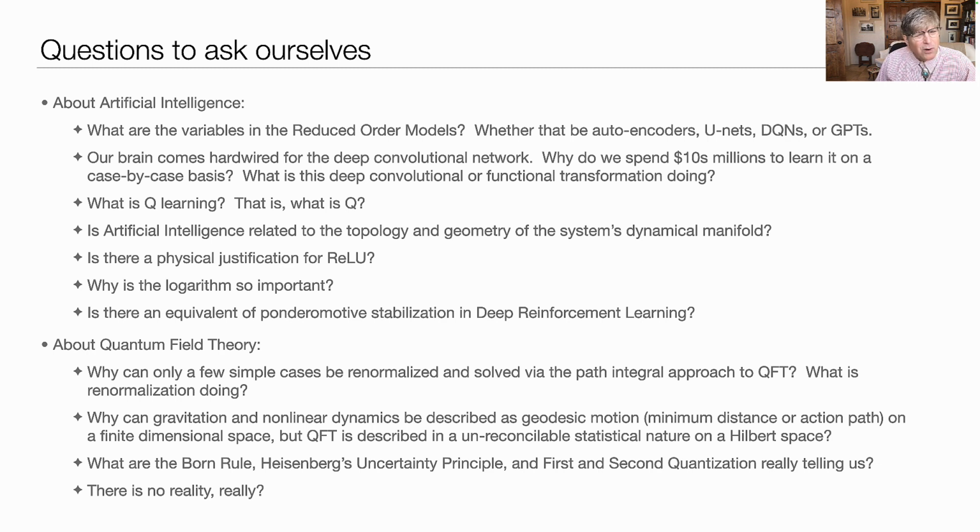Our brain comes hardwired for the deep convolutional network. Why do we spend tens of millions of dollars on a case-by-case basis to learn the structure of that deep convolutional network? Isn't there just a set version of it? There is in our brain. What is this deep convolutional network or functional transformation doing anyways? What is Q learning? That is, what is Q of deep Q learning? Is artificial intelligence related to the topology and geometry of the system's dynamical manifold?